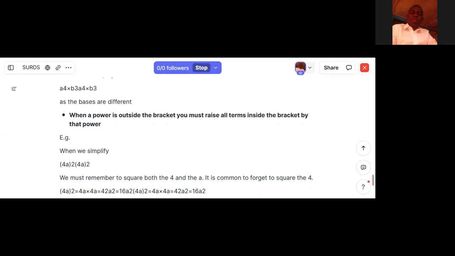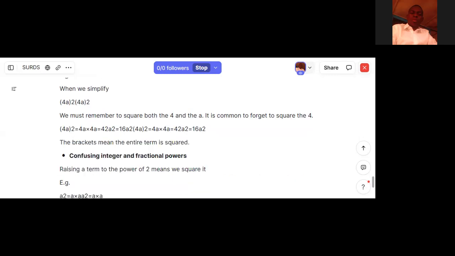So when you have a power outside the bracket, that power affects the two terms inside the bracket. So we have 4 raised to the power 2 multiplying a raised to the power 2. That gives us 16a raised to the power 2.